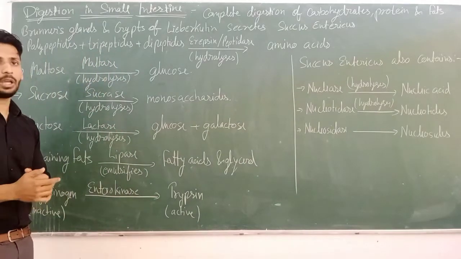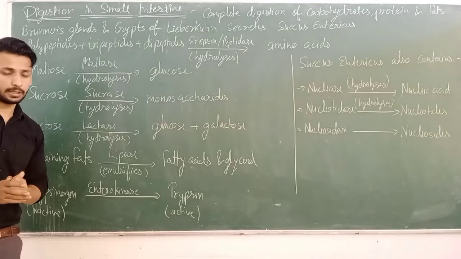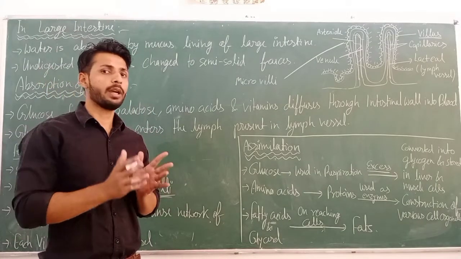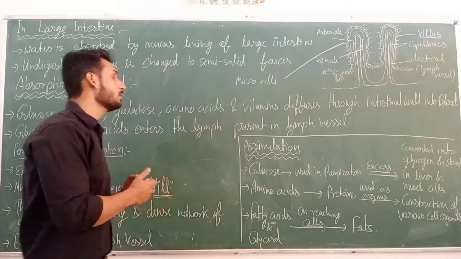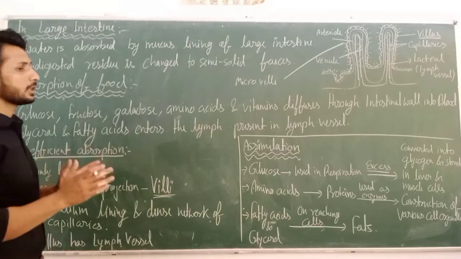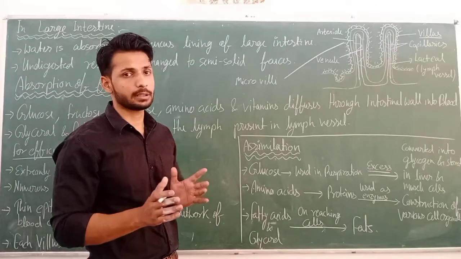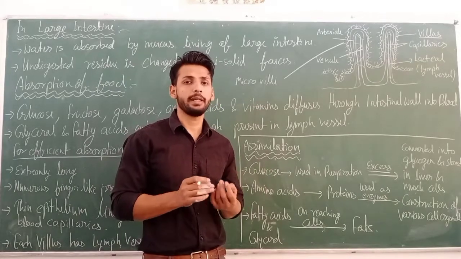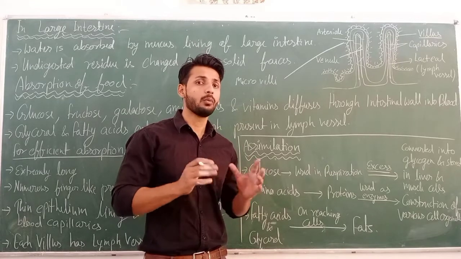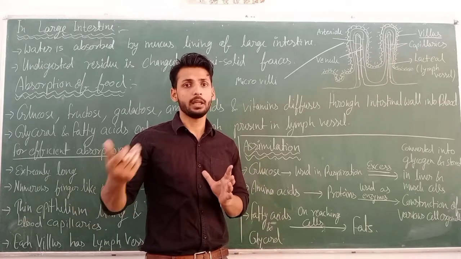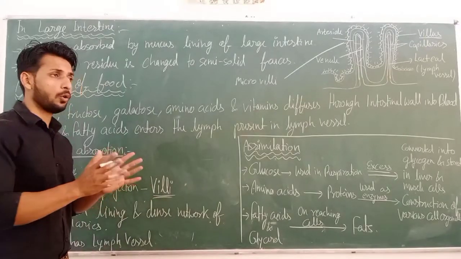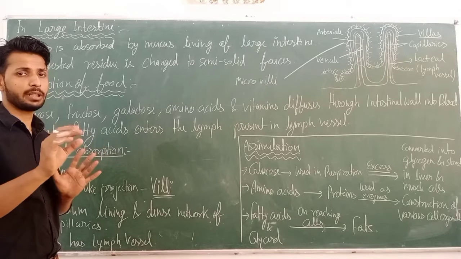And next we are going to study the digestion in large intestine. We have studied the process of digestion in the small intestine. Now what happens next? The food goes to the large intestine from the small intestine. Actually, the whole digestion process was completed in the small intestine, where carbohydrates, proteins and fats were digested and absorbed. After that, the food entered into the large intestine. The whole absorption of nutrients takes place in the small intestine only.